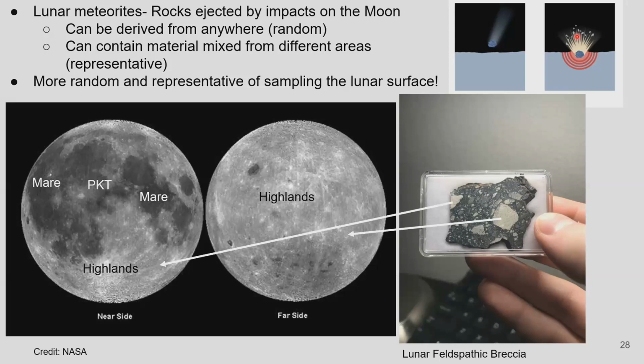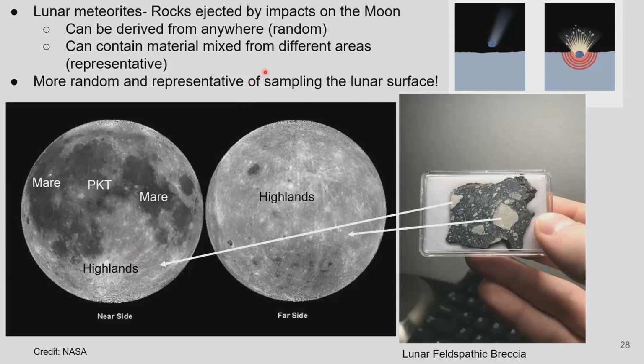Now, what are some advantages of using lunar meteorites? Well, there's two main advantages. The first thing is that they can be derived from anywhere. Like I said, the moon is heavily cratered on both sides. So any of those craters on the moon, especially the larger ones that form these big basins, can provide material that can land on Earth.